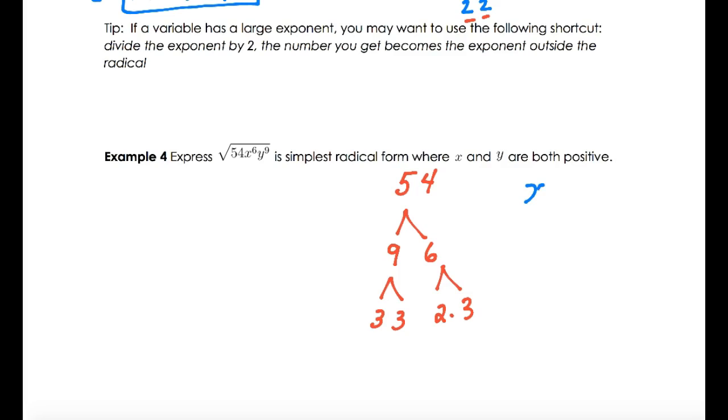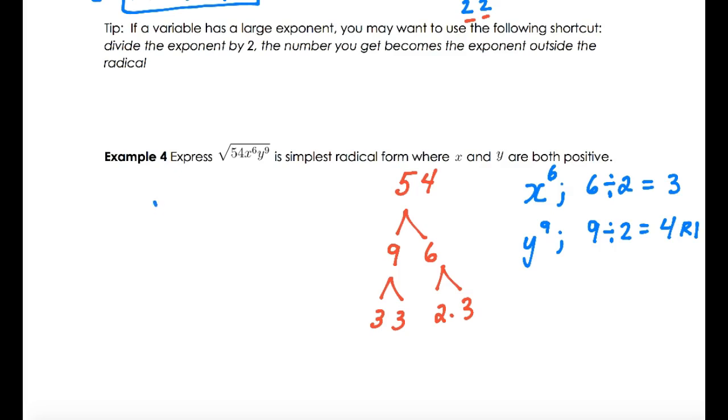x to the 6th. Break it down. Well, 6 divided by 2 equals 3. Let's look at y to the 9th. Now, 9 divided by 2 equals 4, and then you have a remainder of 1. So watch what happens when I simplify that. Sorry about the phone call there. Watch when I simplify this.